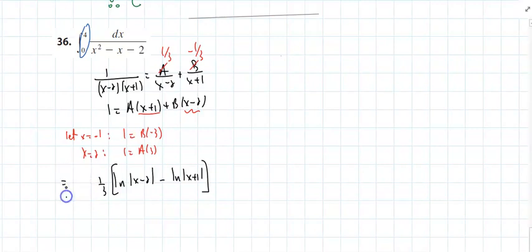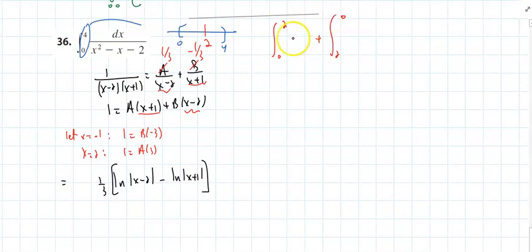It doesn't really make much of a difference. But now when I glance at this, I say, wait a minute. I'm looking at the interval from 0 to 4. I have a problem with negative 1, which is not in there, but I have a problem with 2. So I'm going to really think of this as the integral from 0 to 2 plus the integral from 2 to 4 of dx over x squared minus x minus 2.